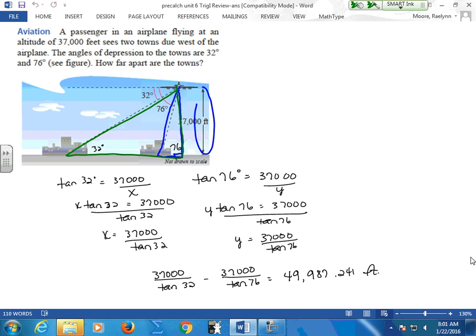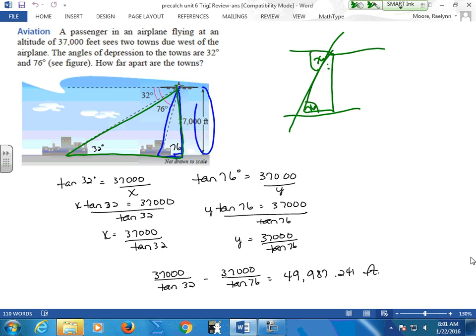Your angle of depression is the same as your angle of elevation, because if I put this 76 up here, this is complementary to this angle. Therefore, these two angles are complementary. This would be 76. Or think of it as two parallel lines cut by a transversal. This is 76.